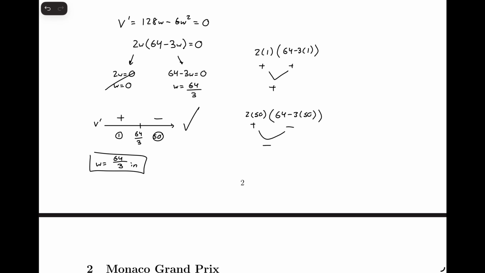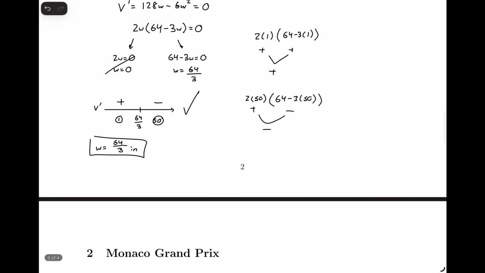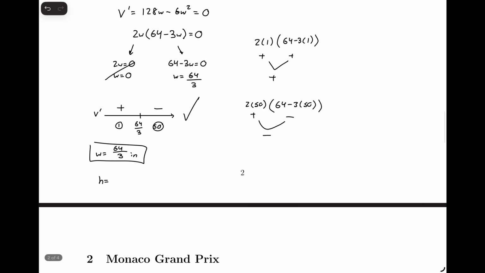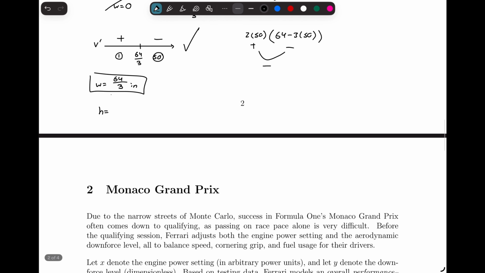But we need all the dimensions. It tells us, well, I guess dimensions plural. So we can solve for H. I have this handy equation here, H equals 64 minus 2W. So 64 minus 2 times 64 over 3. This is probably all right in terms of submitting. I think that was accepted on the checkpoint 5 when he did it. But just for your reference, it is also equivalent to 64 over 3.